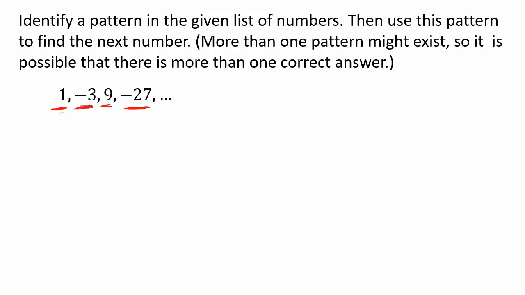So to find out which one is being used, look at the absolute value for the terms. The absolute value for 1 is 1. The absolute value for negative 3 is 3. The absolute value for 9 is 9, and the absolute value for negative 27 is 27. Since the absolute value of the terms is increasing, then we know multiplication is being used. We know two things so far that are generating our series of numbers. First, multiplication is being used, and the second is we're multiplying by some negative number.